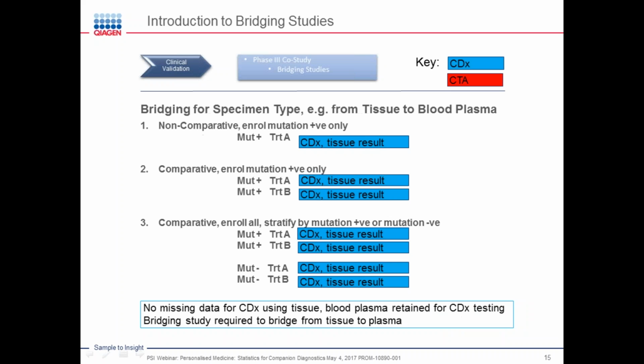Alternatively, we might have a position where we have used the CDX in the clinical trial, but the CDX there was a CDX for tissue samples and was used on the actual tissue. Whereas we may also be interested in using a diagnostic for testing mutations present within blood plasma, and in this case we may need to bridge from the tissue to the plasma.